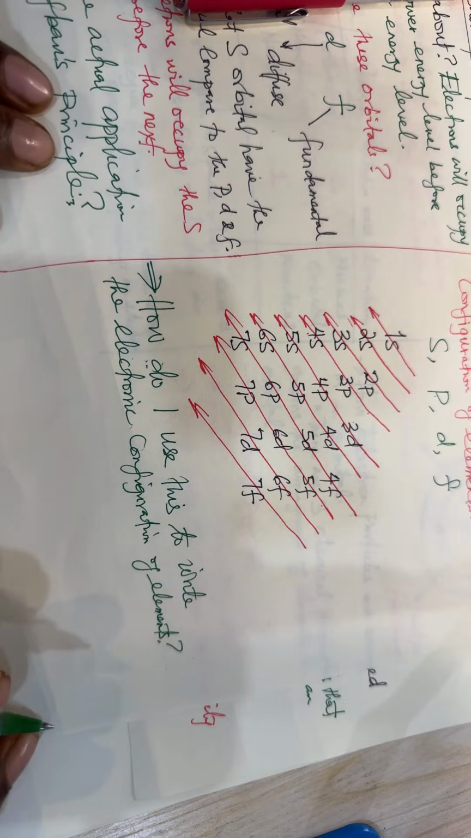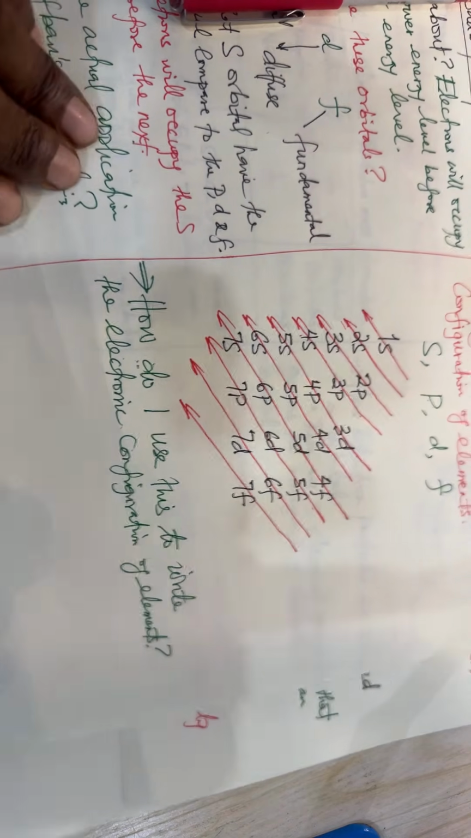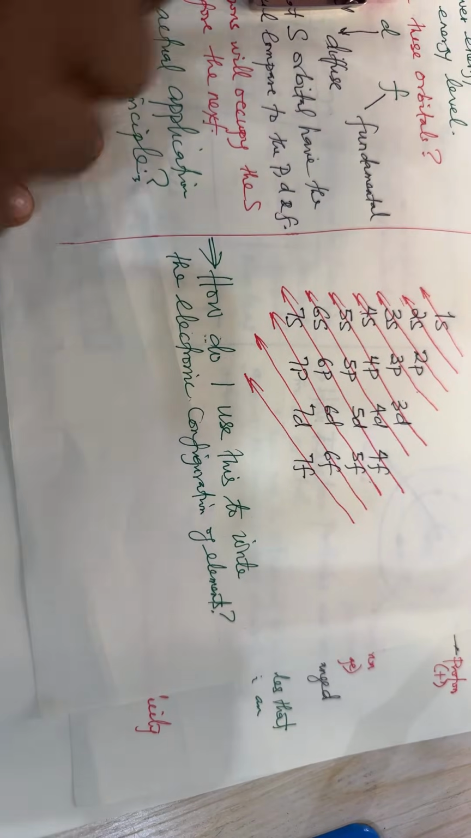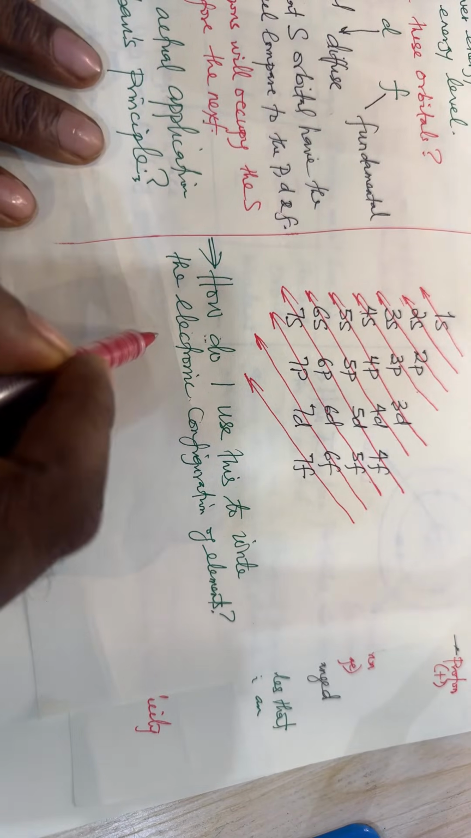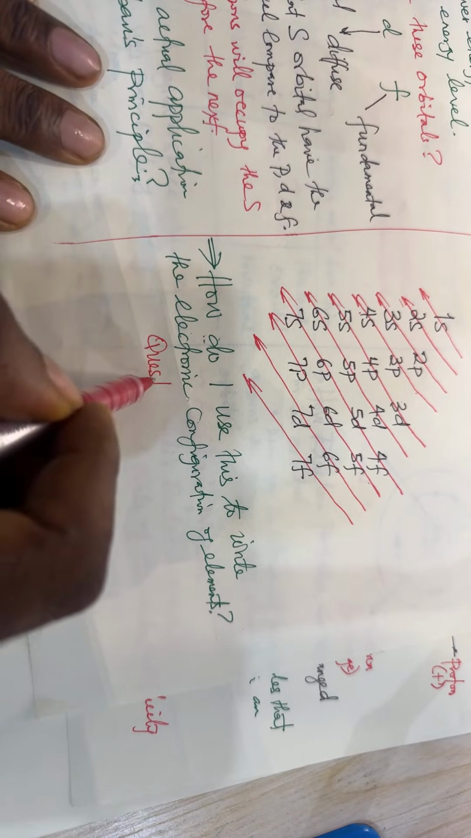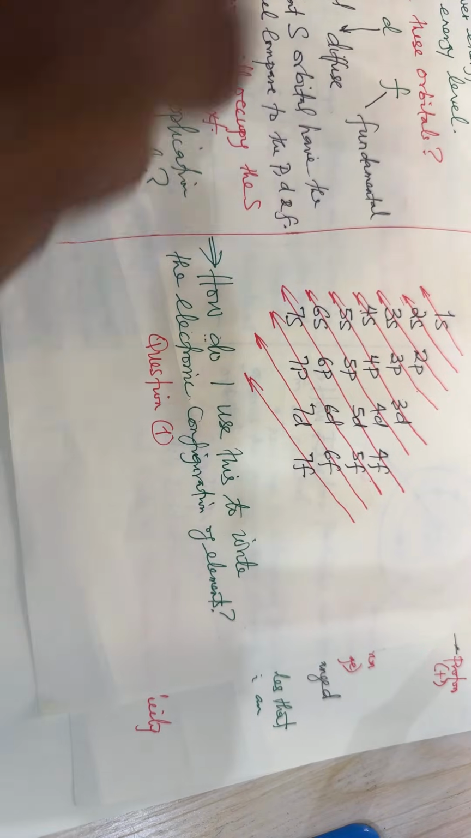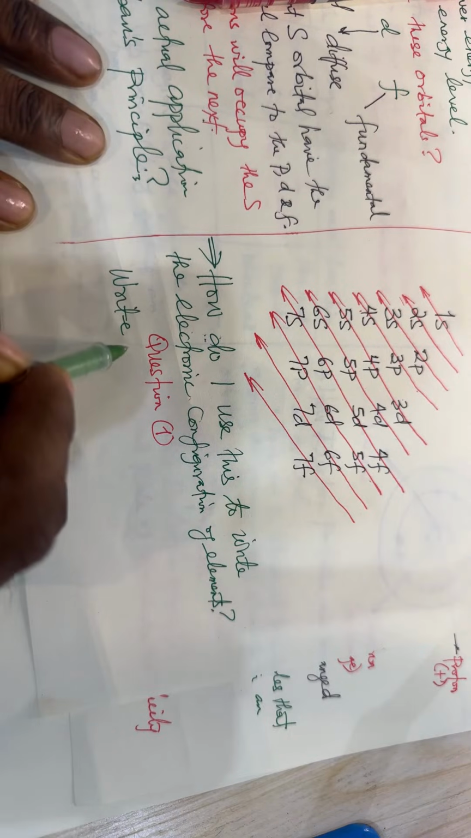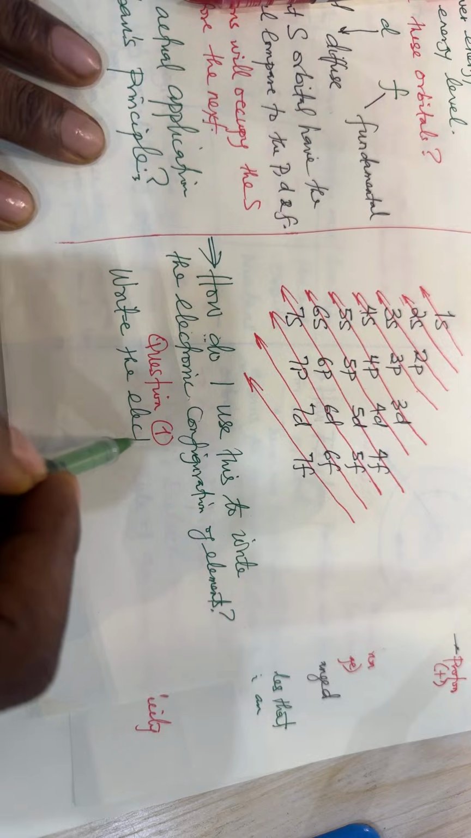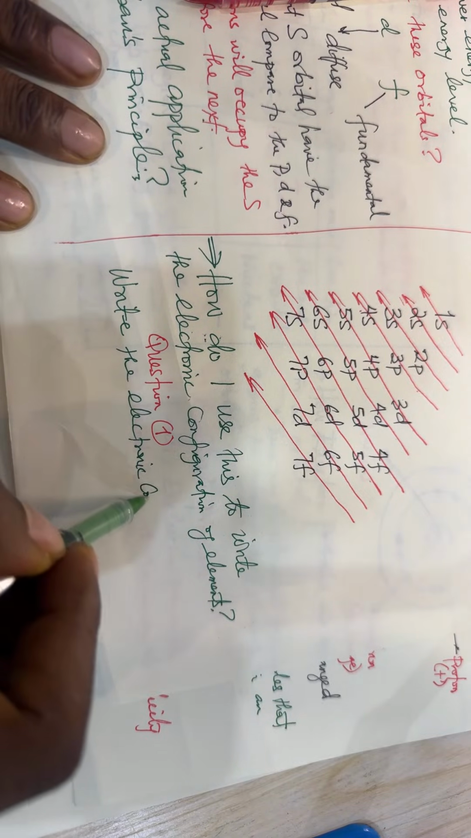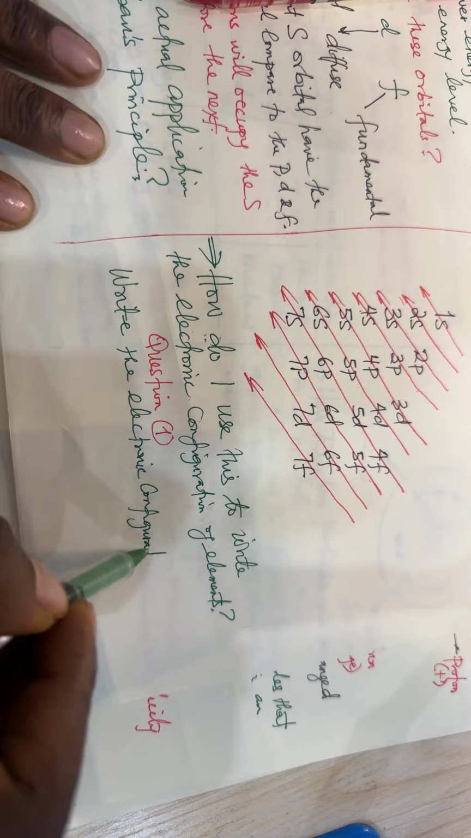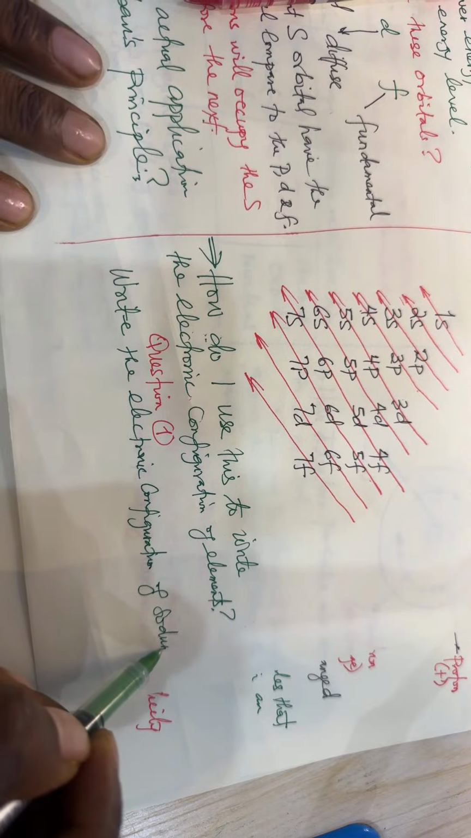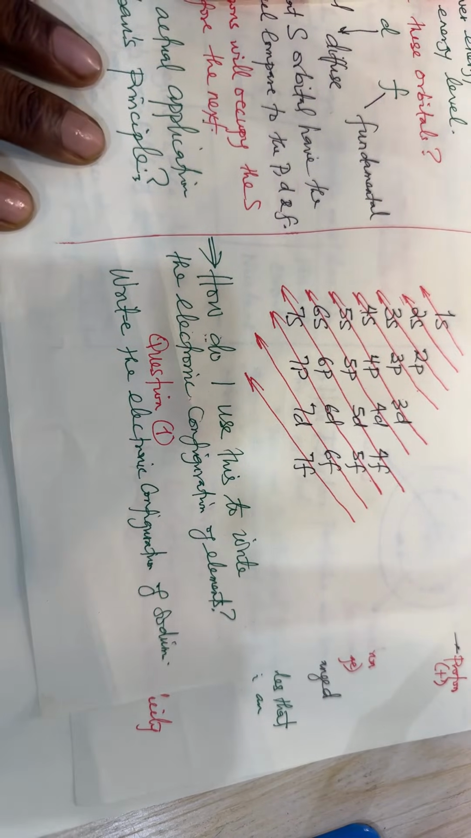My people, it is very, very simple. Let's do example 1. Example 1, we can start with something like question 1, and the question says: write the electronic configuration of sodium. That's the element we are starting with.